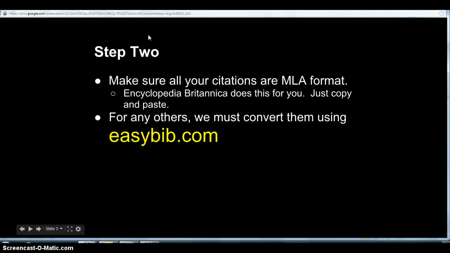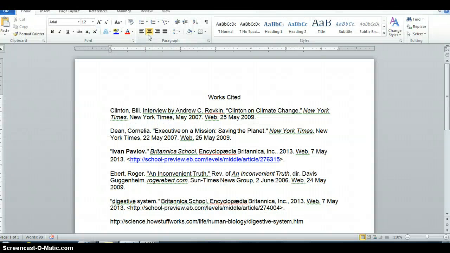Step 2 is to make sure that all of your citations are in MLA format. And lucky for us, Encyclopedia Britannica does that for us. So let me show you what MLA format looks like first. This top citation is a good example. It has your author's name, what the title of the work or the article is called, where the article is published, the day it was published or the day it was created, if it's from the web or a book, and the day you accessed it. Okay, so it's going to have all of this information.